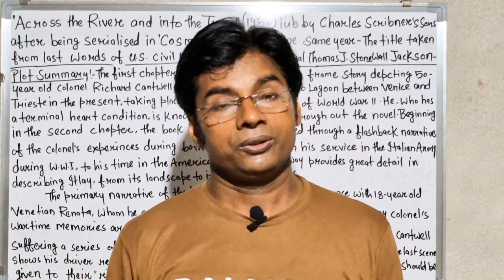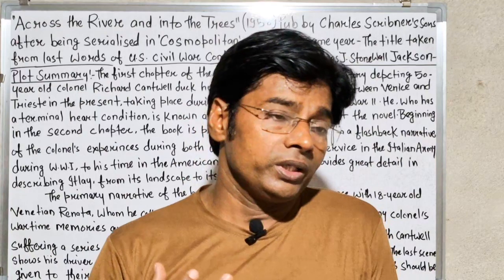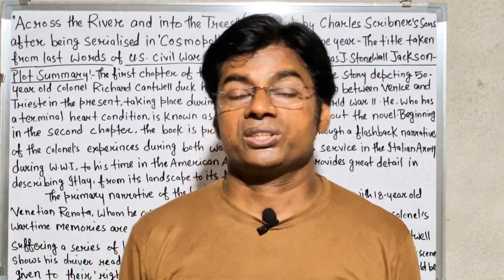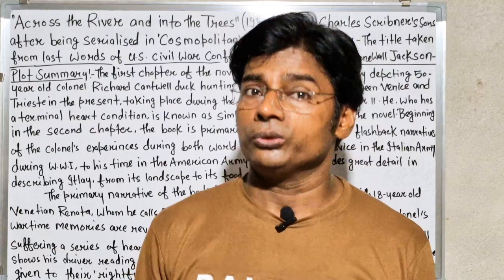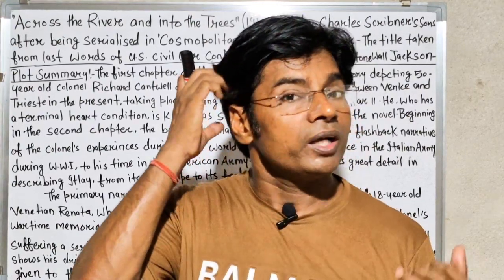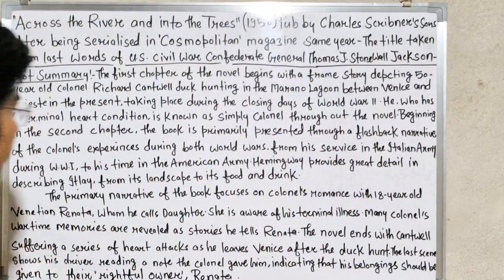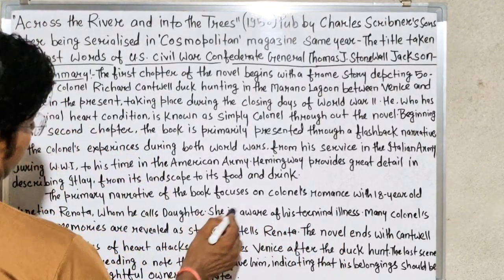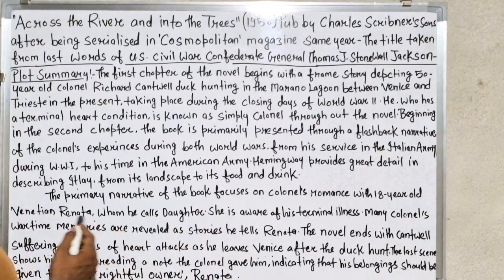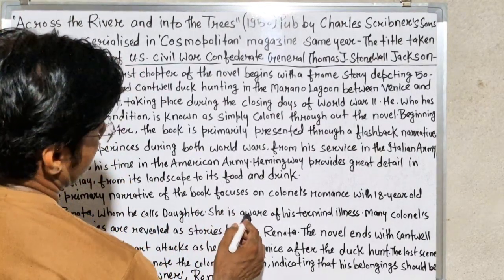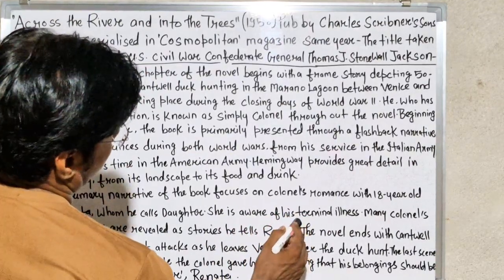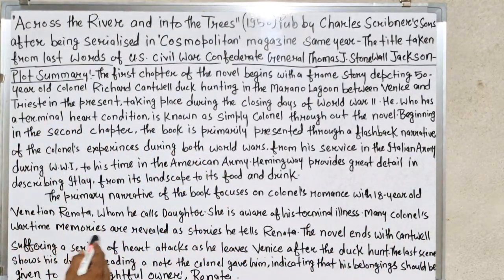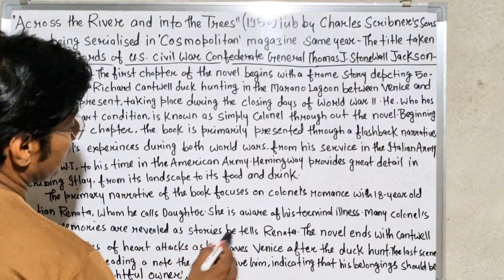Venetian means one who is from Venice. A young Venetian girl who is probably 30 years junior to him. She is very much junior to this man, and that's why he calls her daughter. She is aware of his terminal illness, and this young girl Renata knows that this middle-aged man has heart-related issues. Many of the Colonel's wartime memories are revealed as stories he tells Renata.